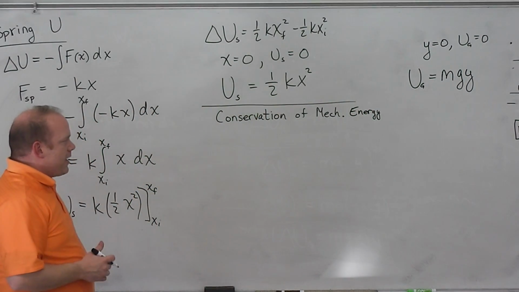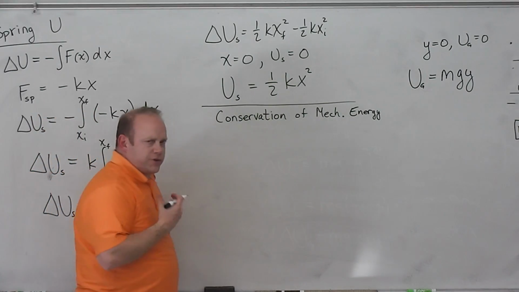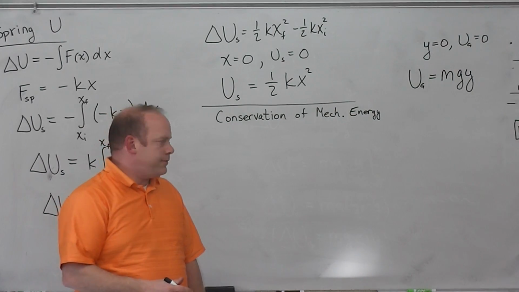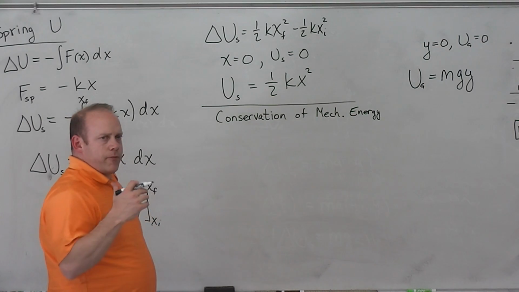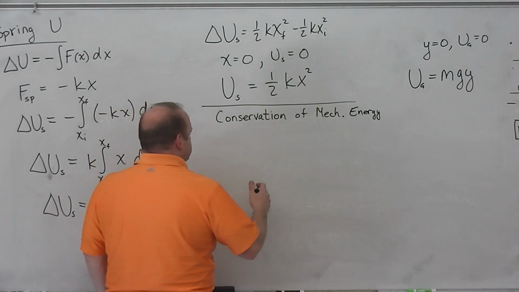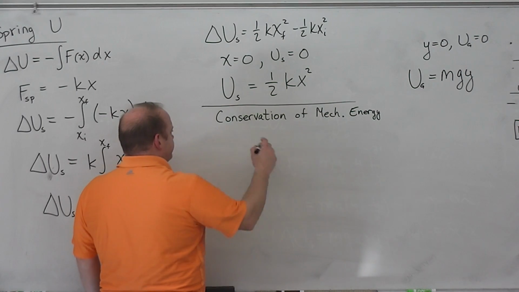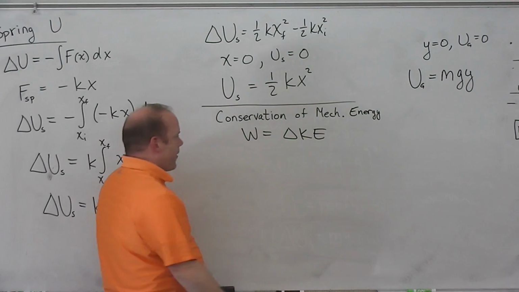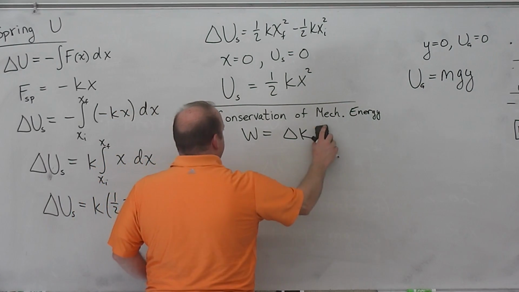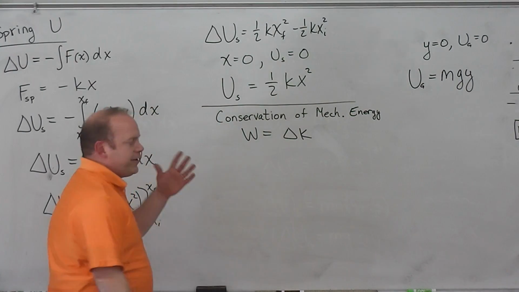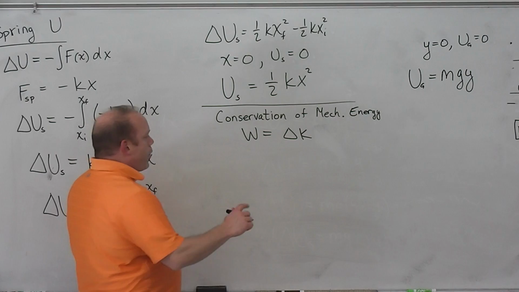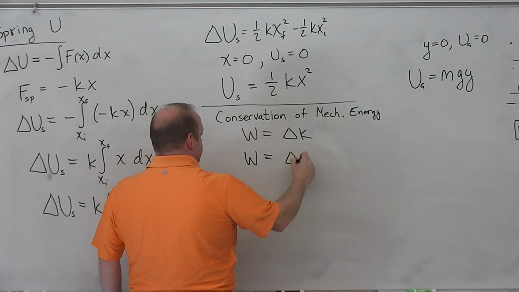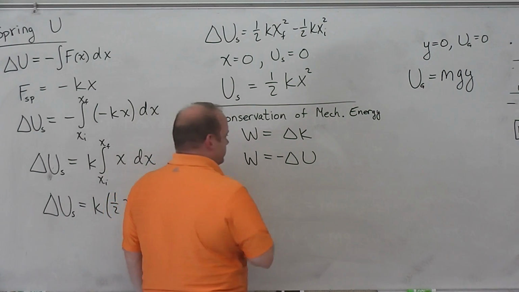So now, if we're looking at conservation of mechanical energy, this is with no external forces involved. Okay, all conservative forces, no applied forces, no friction. We're just looking at conservative forces. We know that work is equal to a change in kinetic energy, which I've been calling K. We also know that work by a conservative force is equal to a negative change in potential energy.